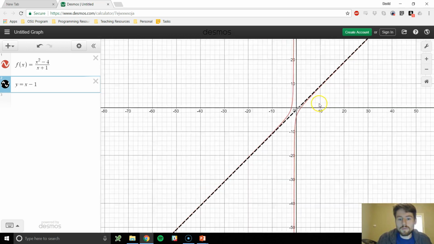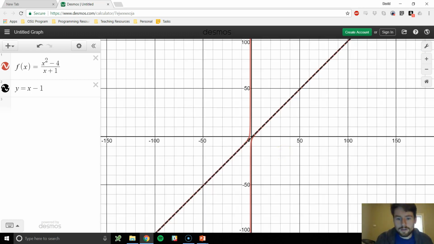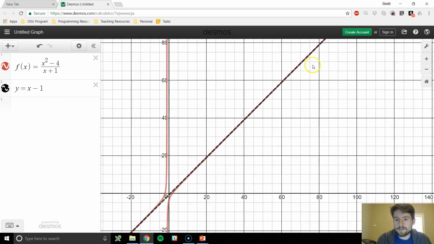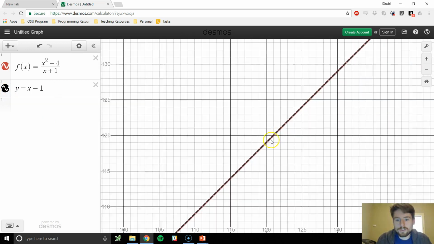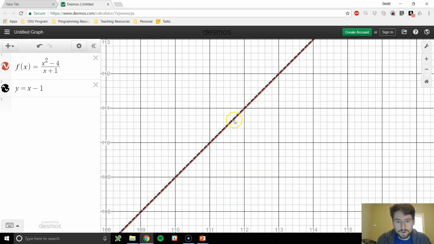If we zoom way out, we can see that the rational function approaches the line y equals x minus 1 very nicely. If we look at it at 100, it's barely distinguishable. It's just below that line y equals x minus 1. So that's our slant asymptote.